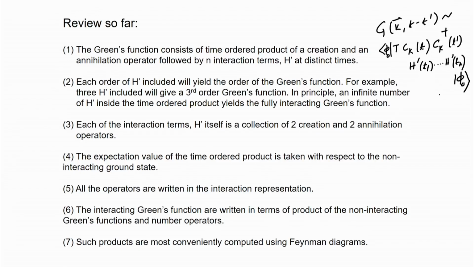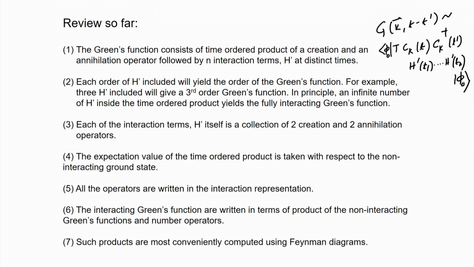included here in this expression will give that order of the Green's function. So, if I include one h prime, I will get a first order Green's function. If I include two h primes, I will get a second order Green's function, and so on. In principle we have an infinite number of these h primes. So, a full Green's function contains an infinite number of h primes. What are the implications of each of these h primes is what we are going to come to next.